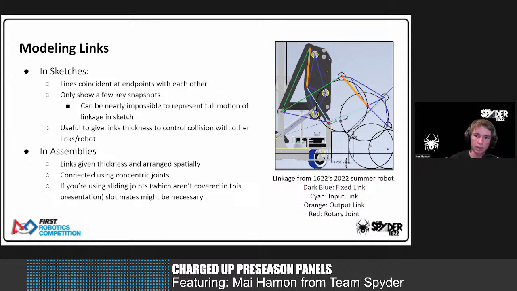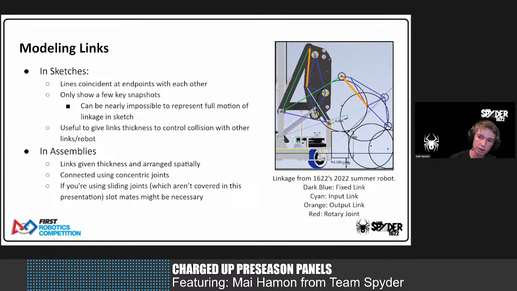of the linkages is interesting and useful whenever you want to determine and control whenever collisions occur between links or between links and the rest of the robot. This will be important for reasons we'll see later. With some trivial exceptions, a full linkage's range of motion cannot be modeled in a sketch. So usually you're only interested in a few snapshots.